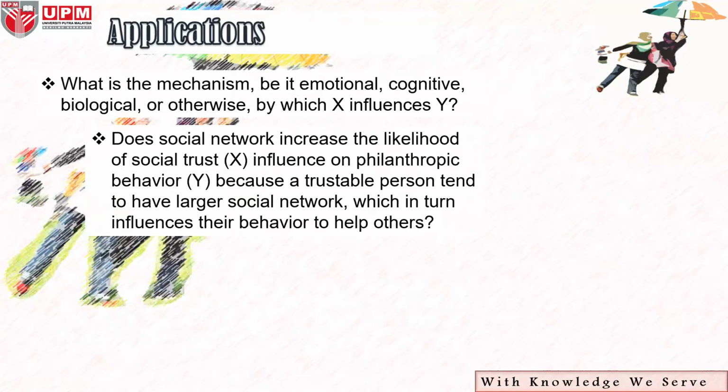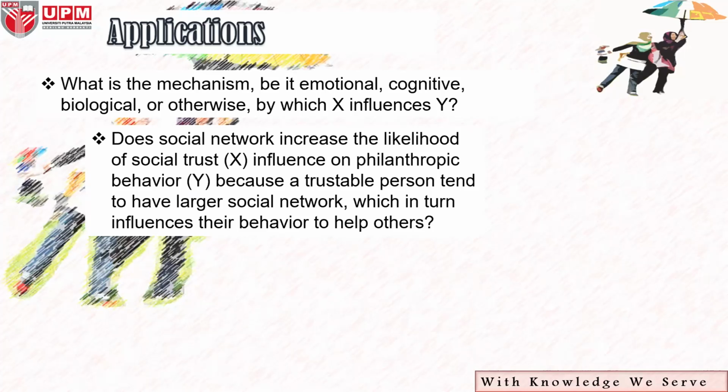For example, does social network increase the likelihood of social trust? X influences philanthropic behavior Y, because a trustable person tends to have a larger social network, which in turn influences their behavior to help others. This is according to social identity theory and social exchange theory.